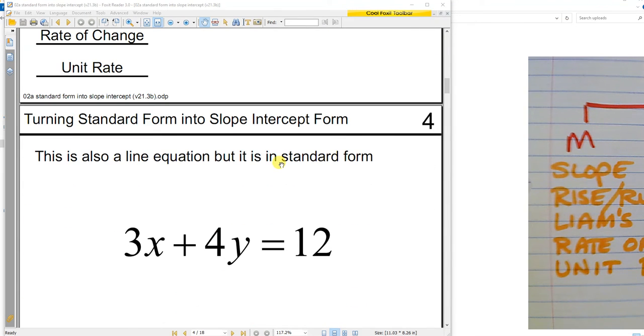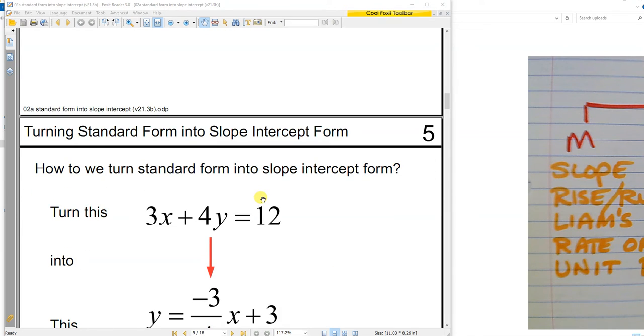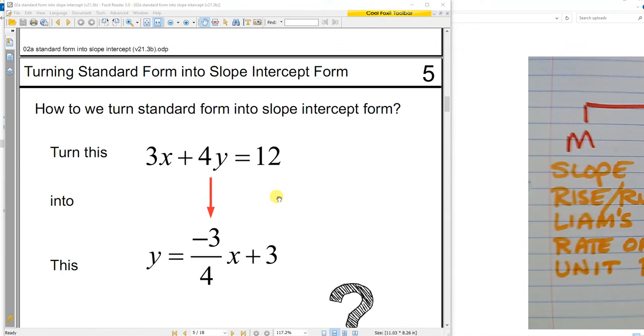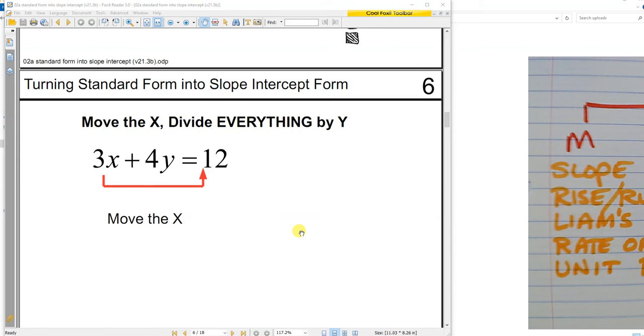Here's an equation. It's in standard form. Now, I could do many equations on this. I could totally split this up into a 3x equals 12 or a 4y equals 12. I could do that, but I don't want to today. I want to do a move the x, divide by the y. So how do I take this standard equation and turn it into this slope-intercept equation? Move the x, divide by the y, then you have to simplify.